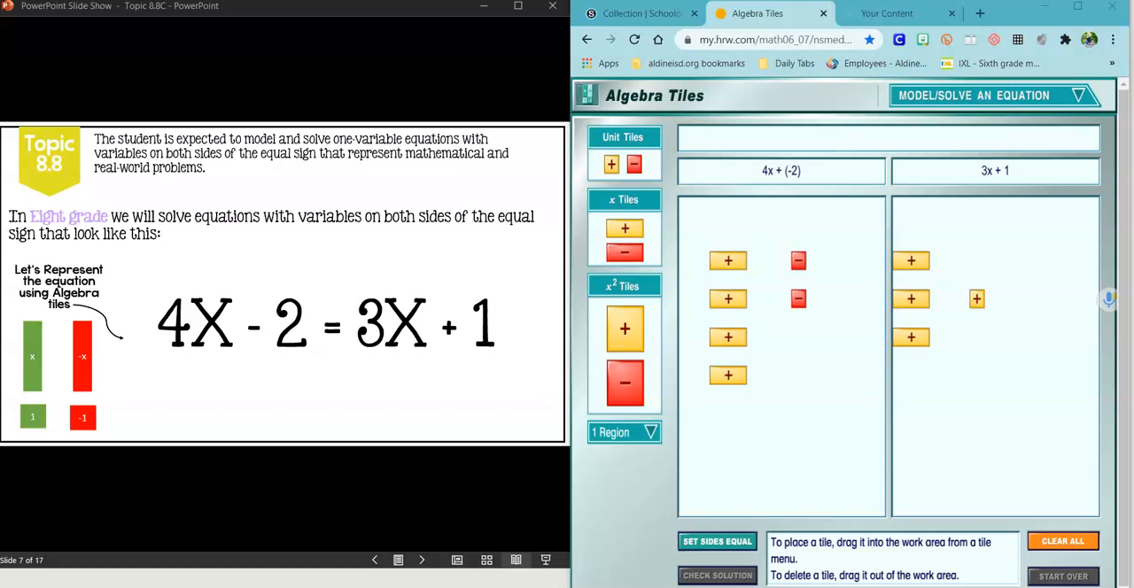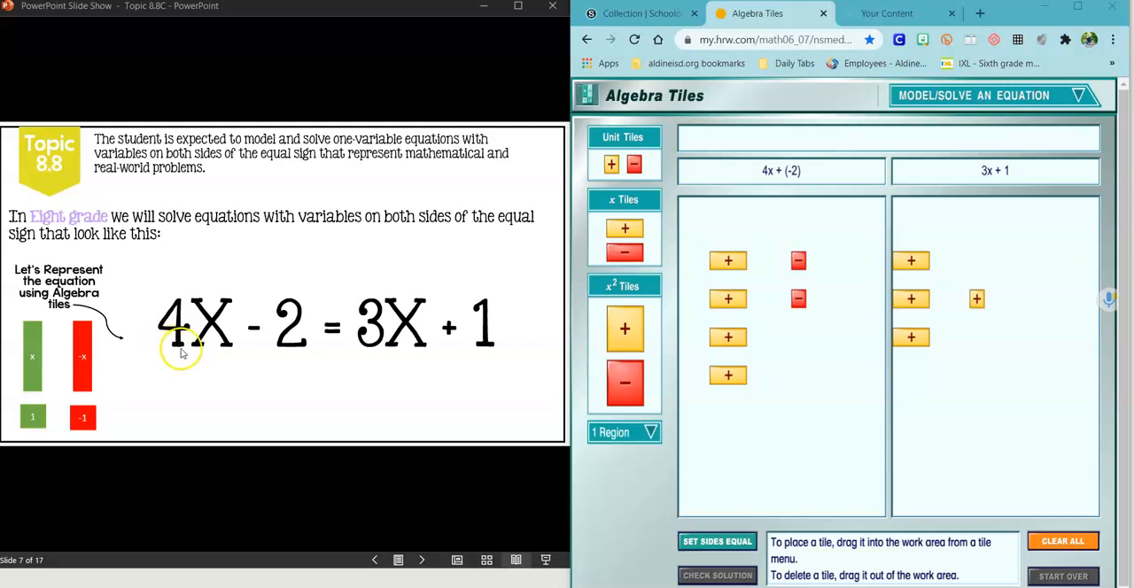And I already have my tiles set up. I have 4x minus 2. Now this minus 2, okay, is being represented with these negative 2's. Okay, so minus 2. And then I have 3x plus 1 on the right. Okay, so first things first, when there's equations on both sides, the first thing you want to look at is the coefficients with those variables.